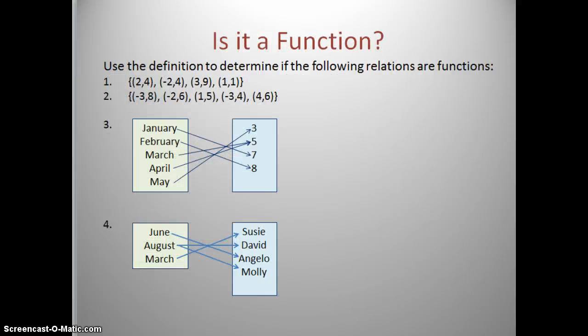Alright, so we're going to do some practice determining whether relations are functions. And we'll start with some lists of ordered pairs. So with number 1, you have a list of 4 ordered pairs, and take a moment to decide if you think that is a function. Remember, using the definition that each x value, if it appears more than once, it has to have the same y value with it.